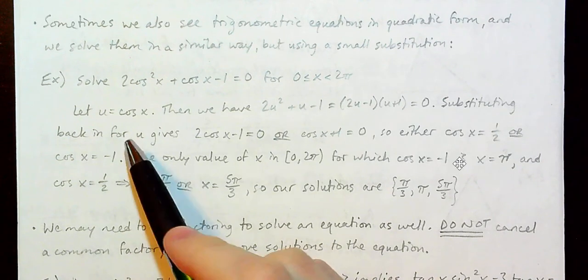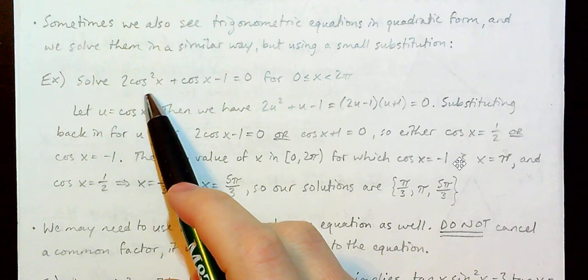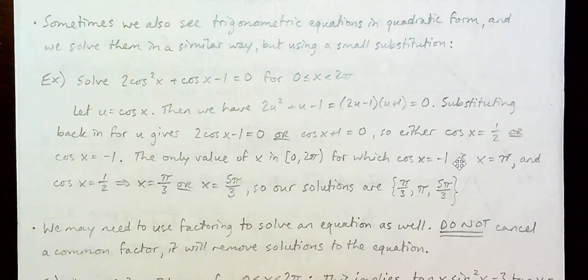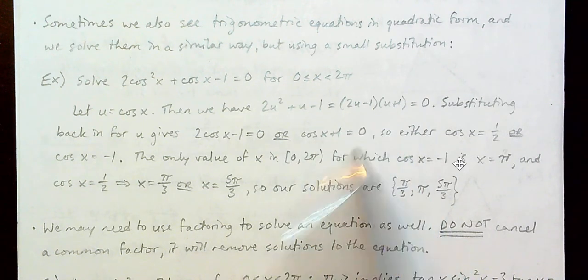So when we make that substitution, when we let u be cosine x, we get 2u squared plus u minus 1. And this is a nice quadratic. This is a lot friendlier to look at. It's a lot friendlier to try to come up with the factors that we need. If you factor 2u squared plus u minus 1, you get 2u minus 1 and u plus 1. And this is equal to 0.